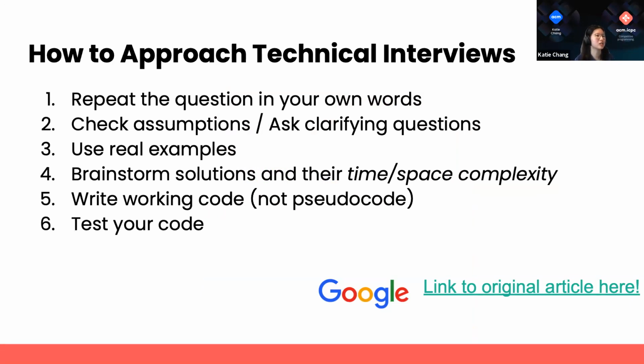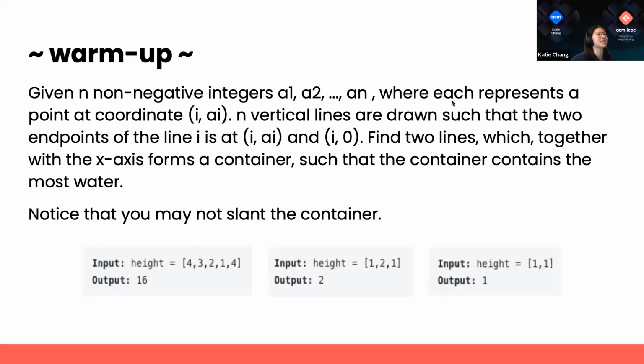The third one is to use more examples to check for the question, because sometimes in a discussion you'll realize something more. The fourth one is to actually brainstorm the solution and consider its time-space complexity. After talking with your interviewer, you can then start working on your code and then test it. Okay, so with that in mind, let's go through a warm-up problem first.